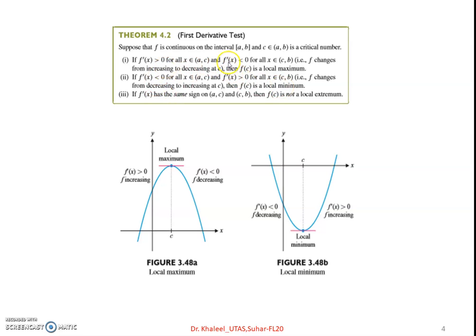But in these two, look at it, here the signs are changing. Positive becomes negative from this interval to this interval, negative becomes positive from this interval to this interval. But if it is not changing the sign, the sign of this f prime x remains the same. Please remember, then f(c) is not a local extremum. So the sign must change.